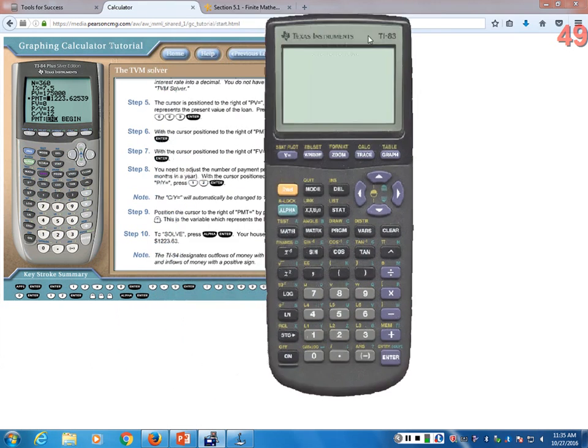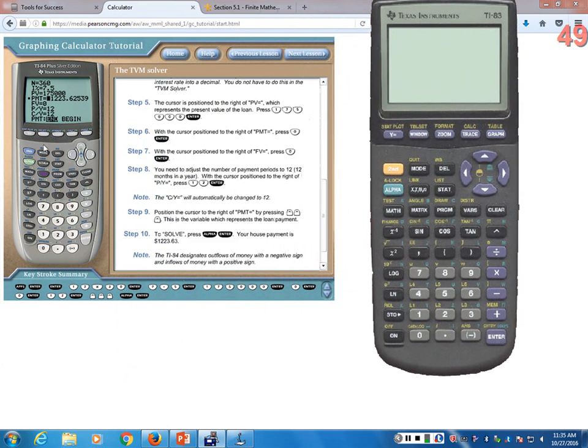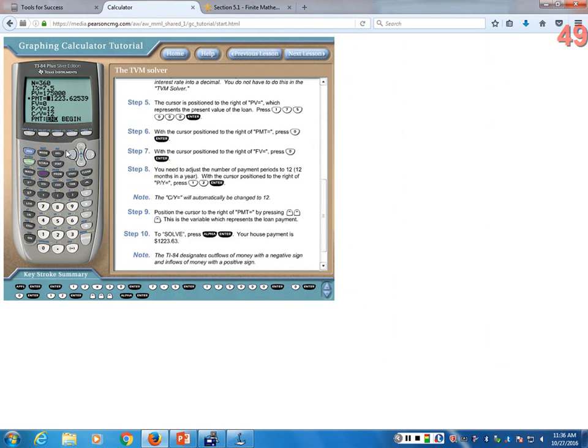How did you get the answer? Excuse me? How did you get the answer for the payment? You put your cursor on the payment, which was 0. It started out being 0, and then you hit Alpha and Enter. You got negative? Did you use negative? It won't let me move the cursor, but yes, I think it's negative. Okay.